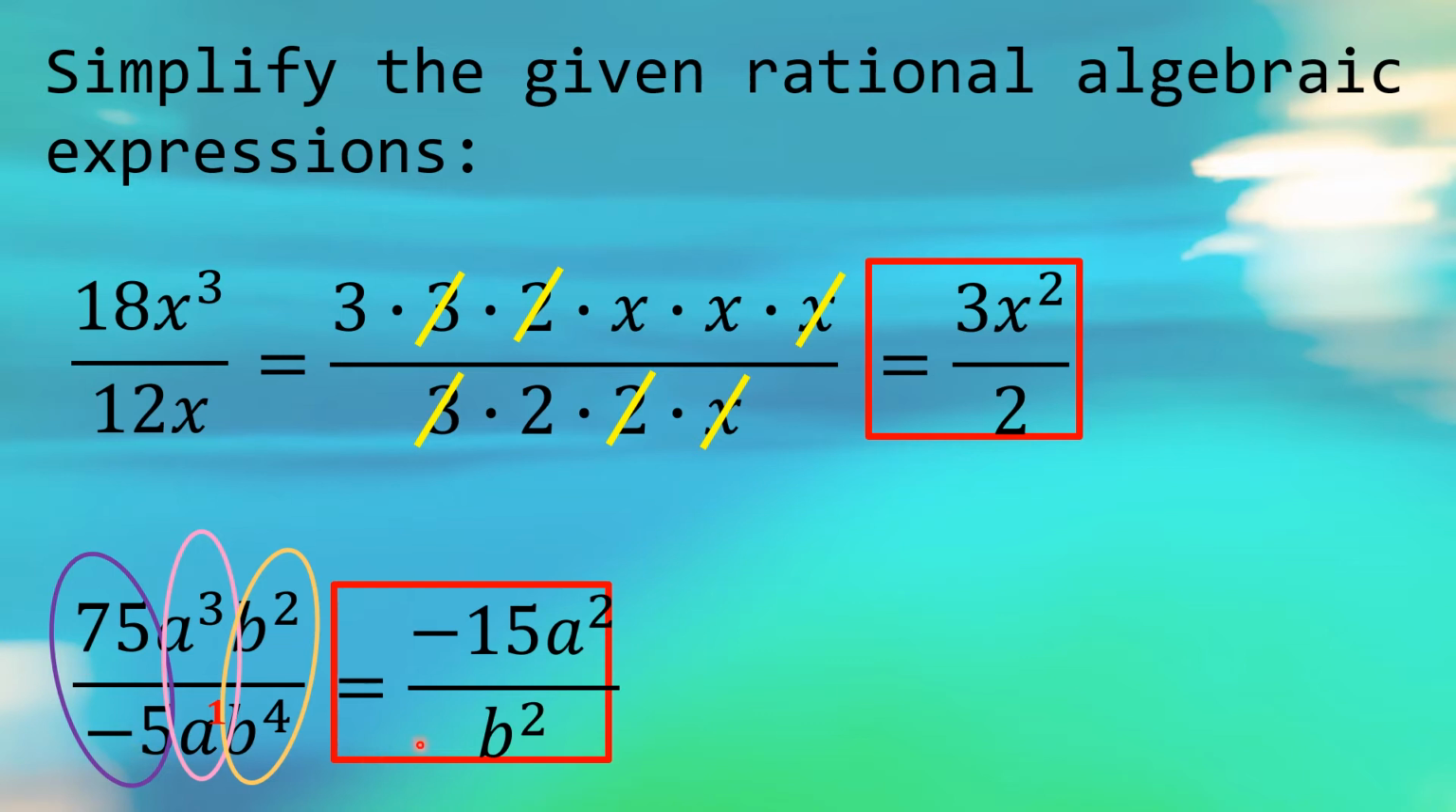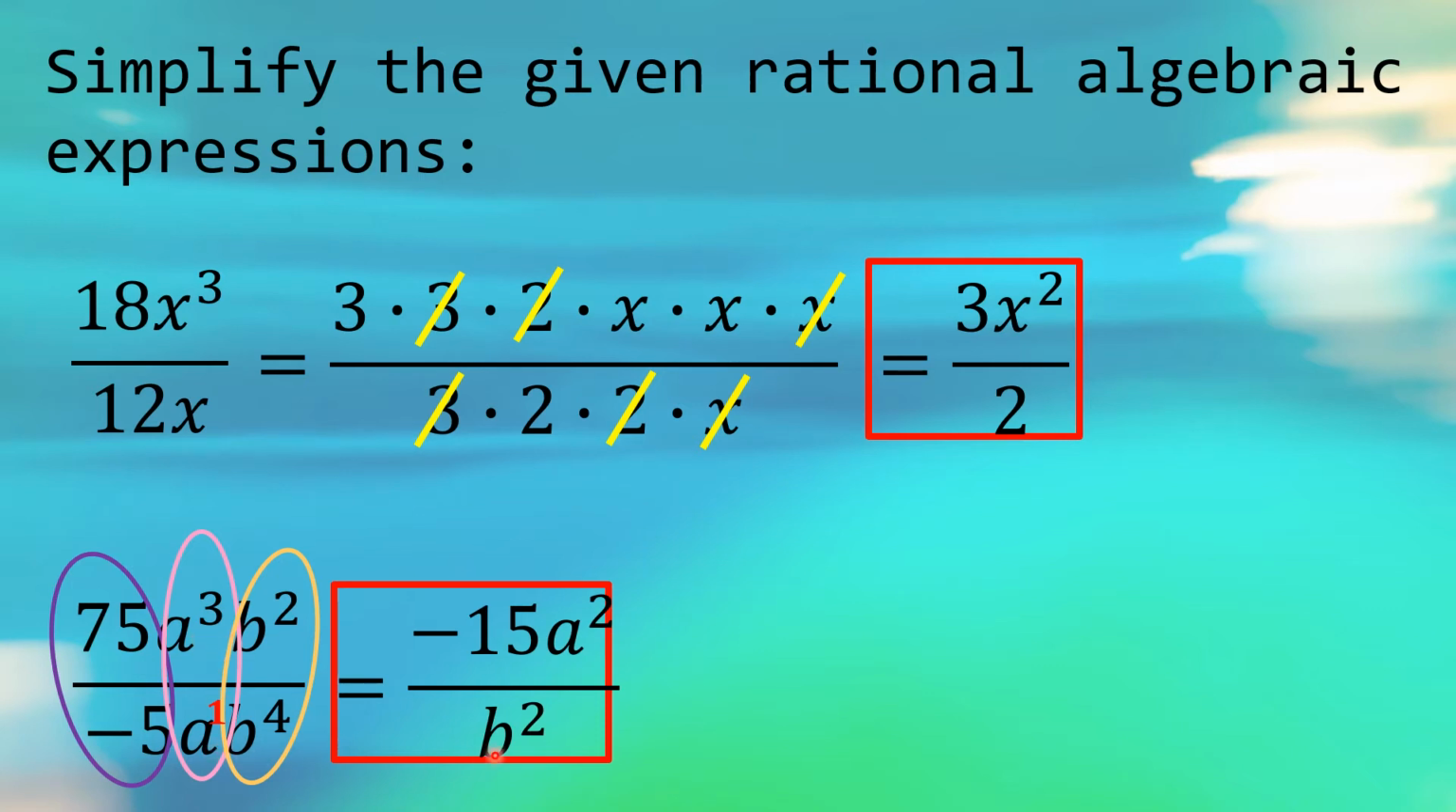75 divided by 5 is 15. The 75 is positive and 5 is negative. Different sign, therefore the answer must be negative. And then, 3 na exponent ng a minus 1 is 2. Inilagay natin ang a squared sa numerator dahil mas malaki ang exponent na 3 kaysa sa 1.